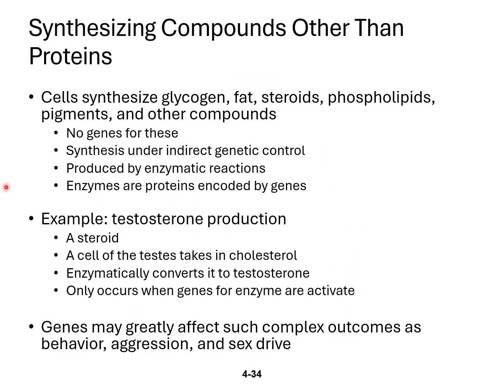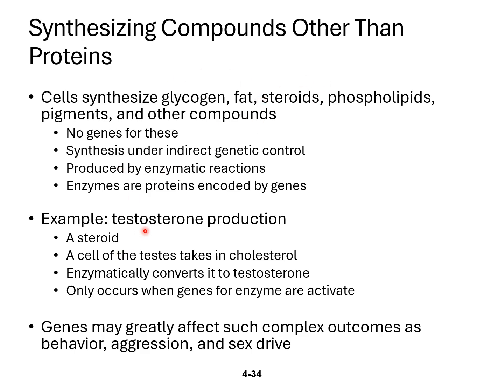And finally, cells synthesize glycogen, fat, steroids, phospholipids, pigments, and other components. There are no genes for these, because they're not proteins. So these are under indirect genetic control. They're produced by enzymatic reactions. These enzymes are the proteins that get encoded by genes. Because it's indirect, these enzymes have to be made that can then make these.